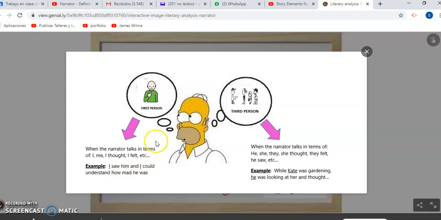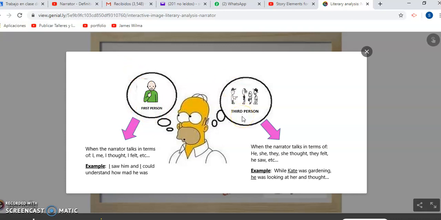As you can see, when the narrator is the first person, it's because the narrator is talking about himself or herself, about his or her own experience. It means the narrator is the person who is telling his own story or her own story. For that reason, we use first person: I, me, talking about himself or herself.